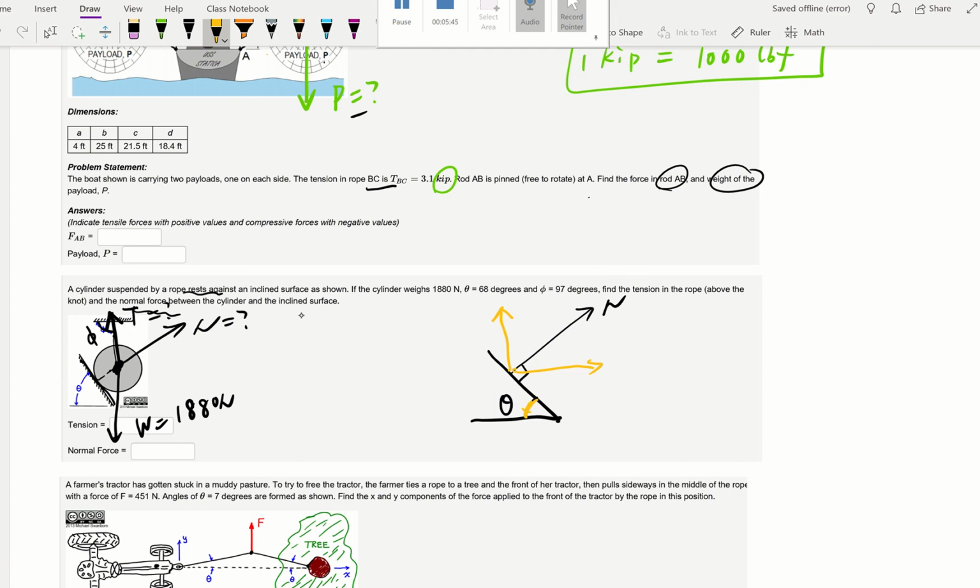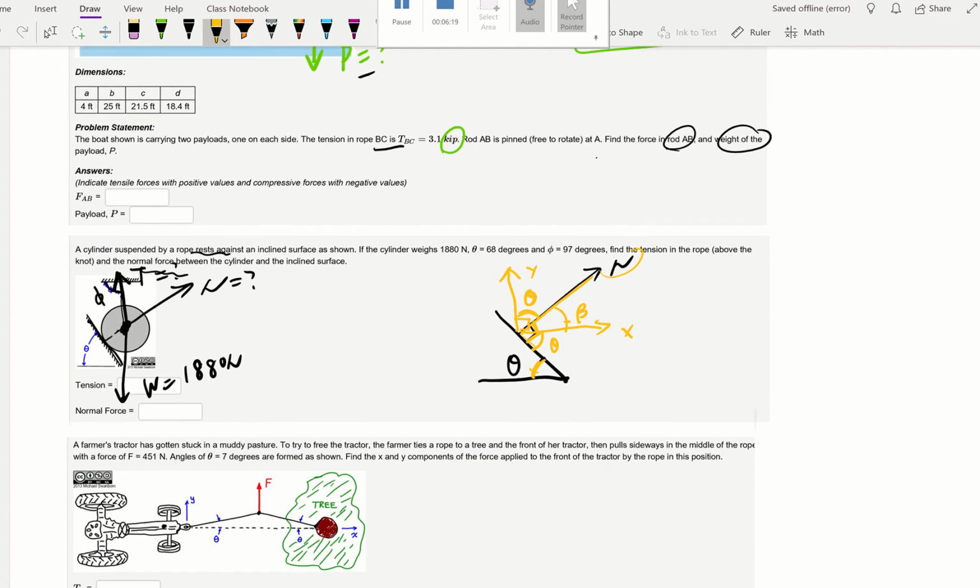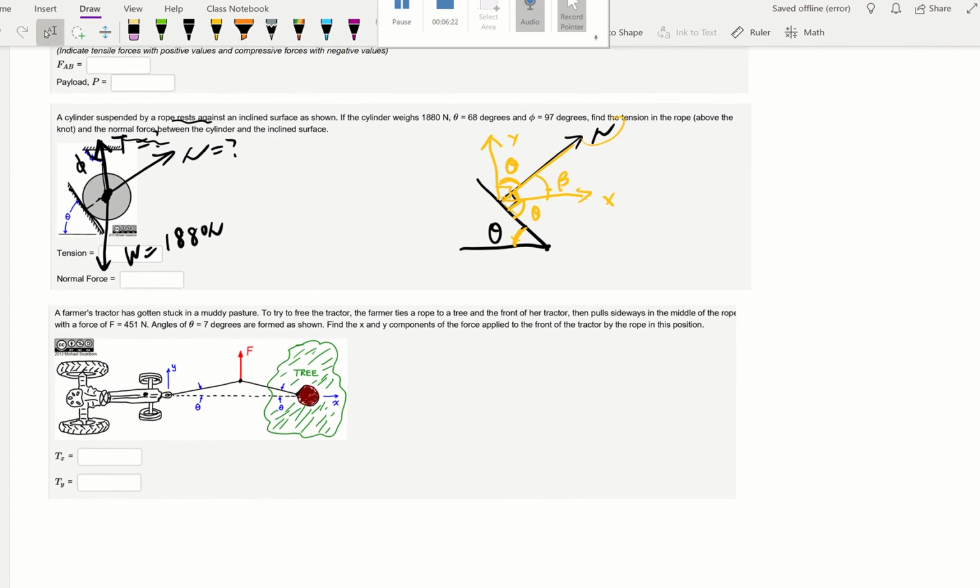If this angle is theta, we know this angle is going to be theta. And if that angle is theta, we know this angle is theta. That's how that's done. Why? Because this theta plus this beta is equal to 90 degrees because it's perpendicular. The normal force is going to be perpendicular to the inclined surface. And also we know this is the x component and y component, so that is 90 degrees as well. So if this is beta, we know this angle is for sure theta. Okay, that will help you decompose this force N. That's a little tip for this problem.